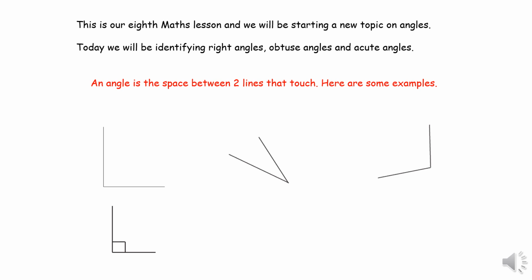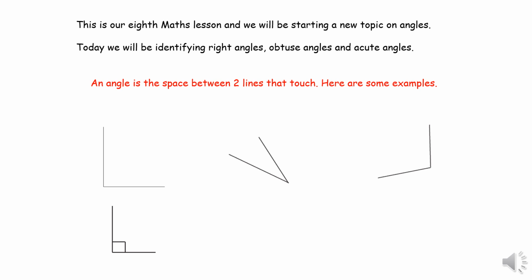The first angle you can see is a right angle. The space between the two lines is 90 degrees. The angle just below it looks similar but has a little box in it. That little box shows us that it's 90 degrees and that it's a right angle.